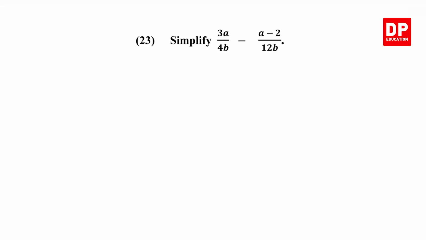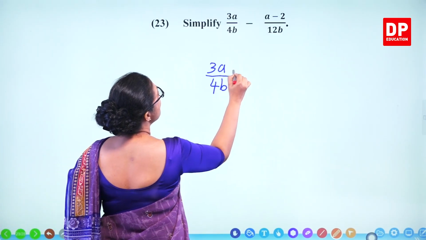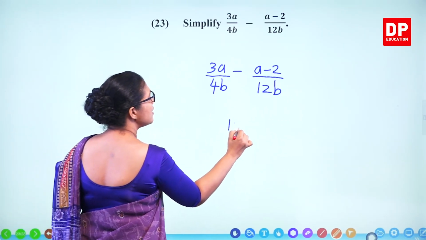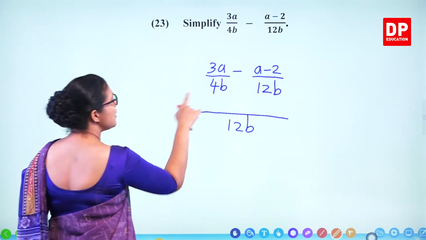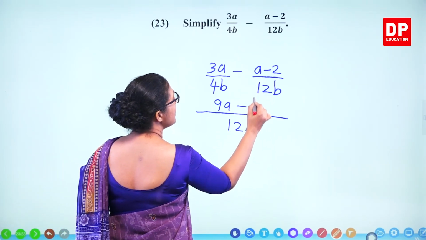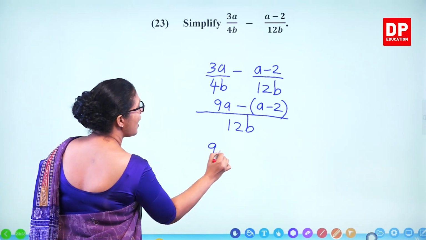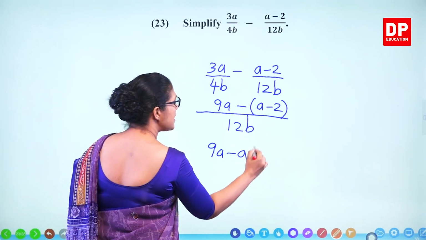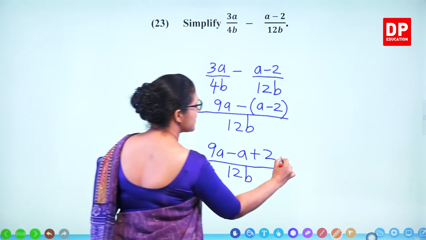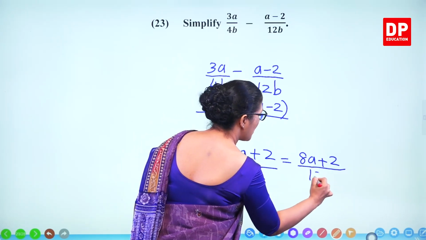Question number 23. Simplify. 3a over 4b minus a minus 2 over 12b. What's the lowest common multiple? That's 12b. So write 12b. You have to multiply this by 3. 3 times 3, 9. And here make sure that you put brackets because minus sign is there. 9a minus a. Minus minus becomes plus. 9a minus a is 8a plus 2 over 12b.